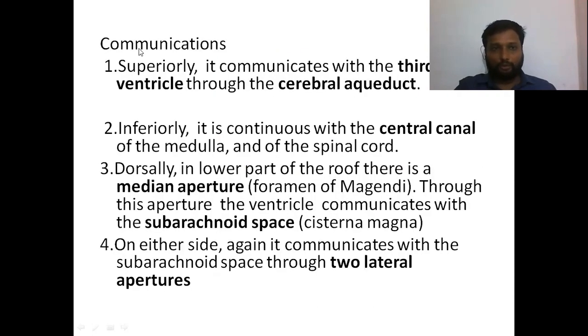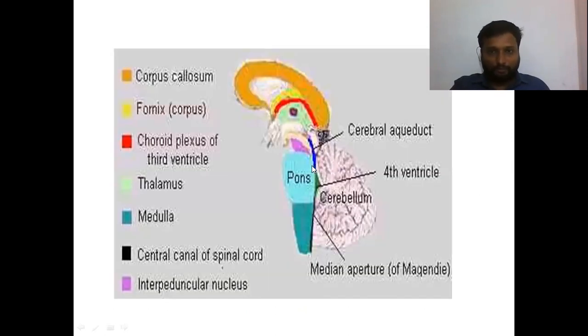Then the last point, communications. It communicates superiorly with the third ventricle through the cerebral aqueduct. See this image. This is the fourth ventricle, and approximately here comes the third ventricle. The fourth ventricle is connected to the third ventricle through a canal, the cerebral aqueduct.